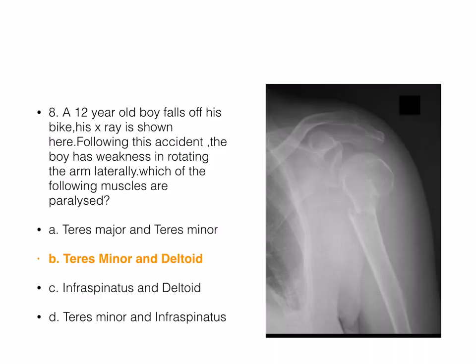And then next is the 12-year-old boy. Look at the x-ray. Nicely, the surgical neck of the humerus is fractured. So the nerve which winds around the surgical neck is your axillary nerve. Already I told you the supply of the axillary nerve: deltoid and teres minor. We have already discussed the anterior division and posterior division. Just go through that.